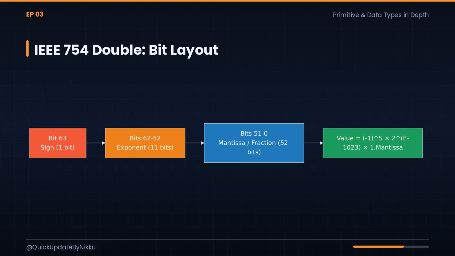Every double is stored as exactly 64 bits divided into 3 fields. The single sign bit determines positive or negative. The 11 exponent bits encode the power of 2, biased by 1023 so that both very large and very tiny numbers can be represented without a separate sign for the exponent. The remaining 52 mantissa bits store the fractional part of a normalized binary number that always has an implicit leading 1. This binary encoding is why seemingly simple decimal fractions like 0.1 cannot be represented exactly. There is no finite sequence of powers of 2 that sums to exactly 1/10.